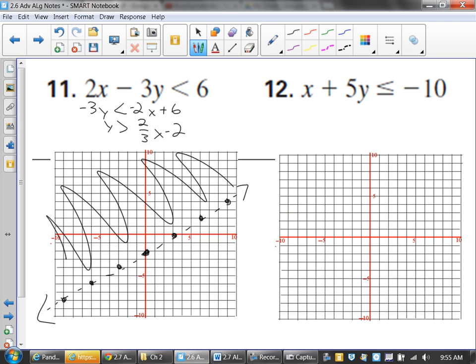It's just hope. So basically think of it this way. You have a 50-50 chance of getting it right. Choose wisely. And then the last one, hopefully you got y is less than or equal to negative 1/5 x minus 2.